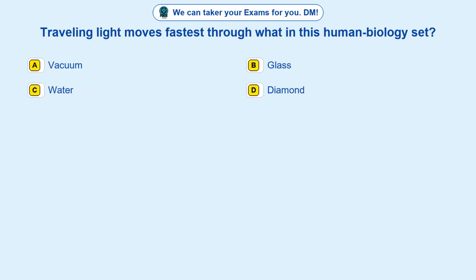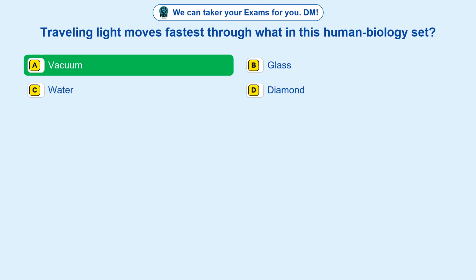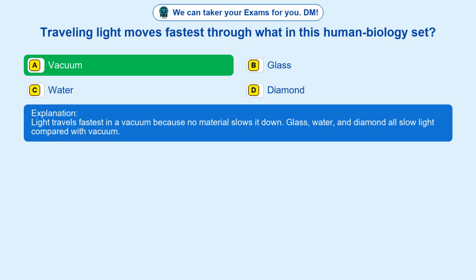Question 66. Traveling light moves fastest through what in this human biology set? Option A, vacuum. Option B, glass. Option C, water. Option D, diamond. The correct answer is option A. Vacuum. Light travels fastest in a vacuum because no material slows it down. Glass, water, and diamond all slow light compared with vacuum.